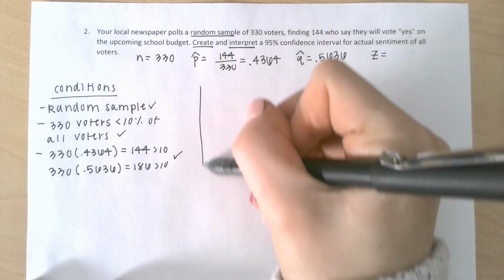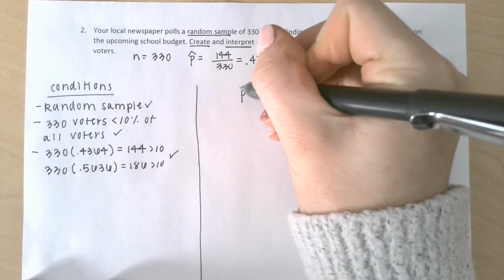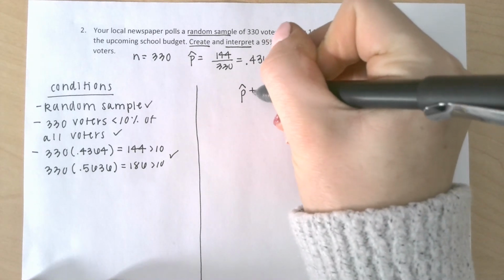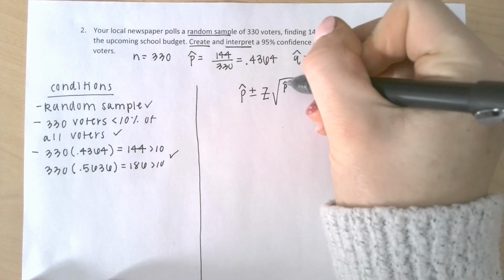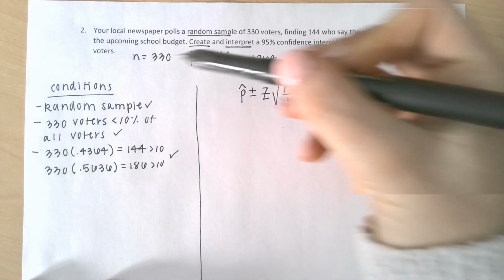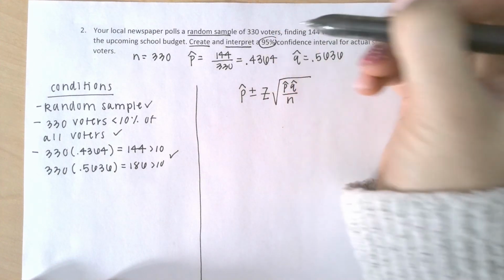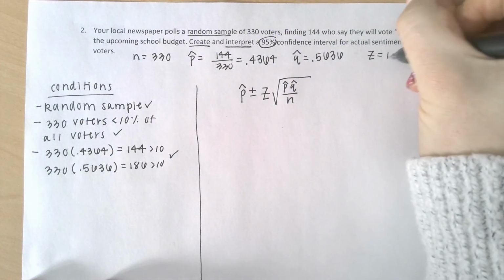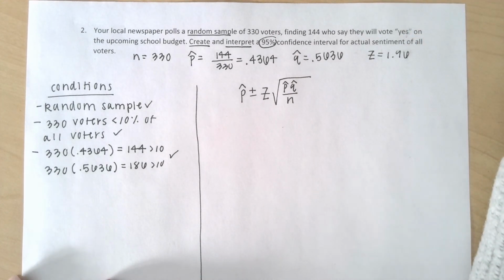Okay, from here we can go ahead and start building that confidence interval. Remember, we're taking our p hat, adding and subtracting our z-score times the standard deviation. The only thing I don't have right now is that z-score. For 95% confidence, my z-score is 1.96. Again, you can get that back on page 17, or you can make a quick little normal model and use inverse norm.